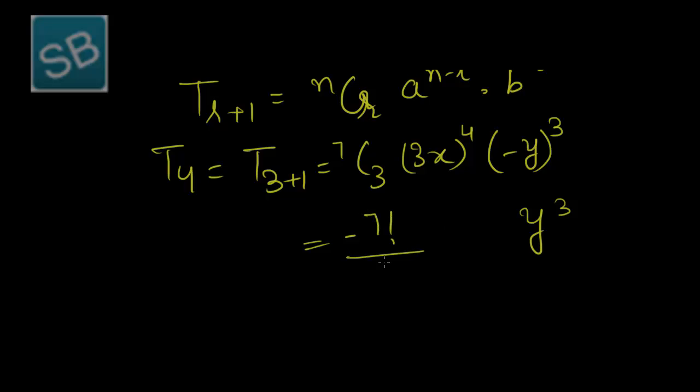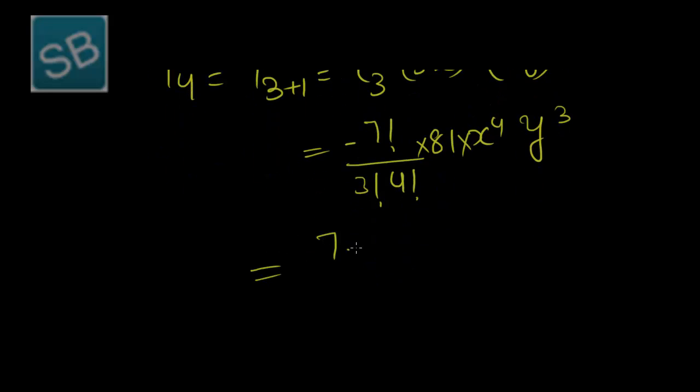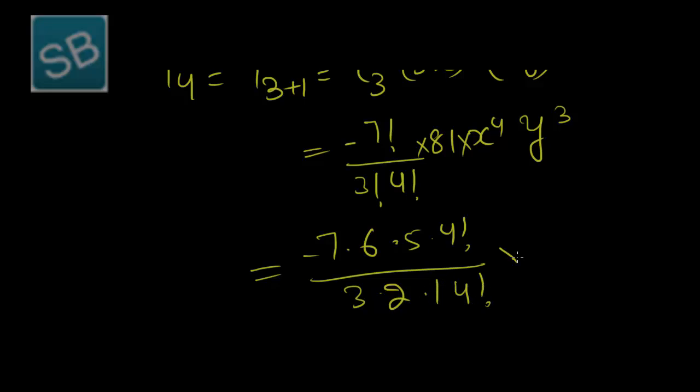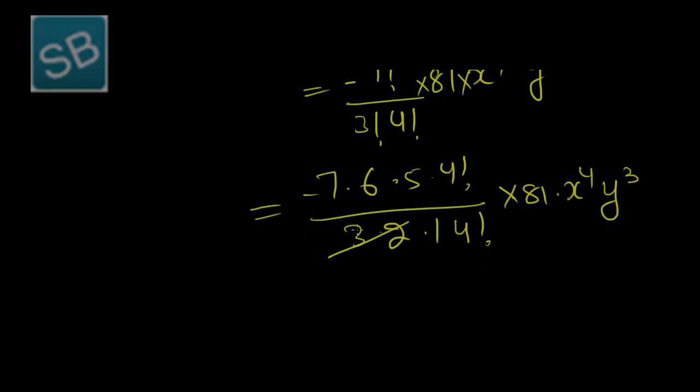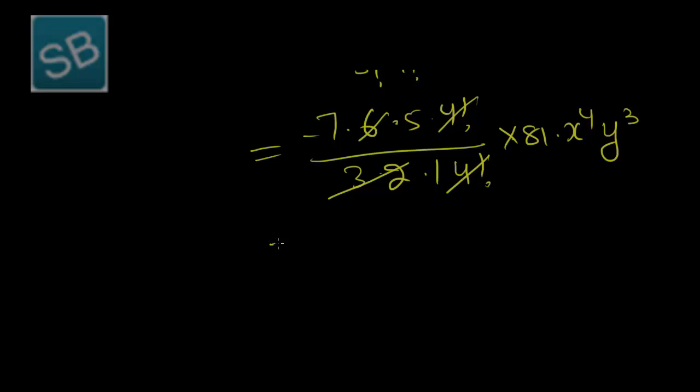7C3 is 7 factorial over 3 factorial into 4 factorial. And here 3 raised to power 4 is 81, into x raised to power 4. So we'll get from here 7 into 6 into 5 into 4 factorial over 3 into 2 into 1 into 4 factorial into 81 into x raised to 4 into y cube. So 6 is cancelled out by 6, 4 factorial is cancelled out by this, and 35 into 81 is minus 2835 x raised to power 4 y cube. So this question was based on the general term.